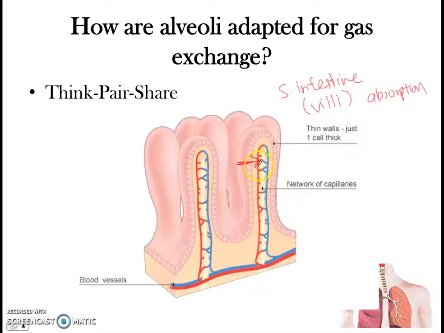That's why I want you to stop at this point, pause, and think about it. What were the adaptations of the intestinal villi? How were they adapted for absorption? And there you will find the answer for how the alveoli are also adapted for gas exchange. So pause for a while and then I'll carry on in just a bit.